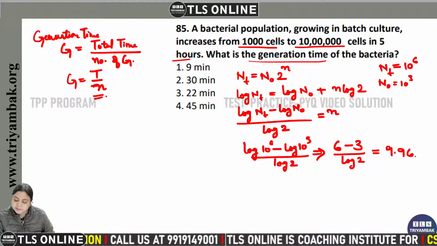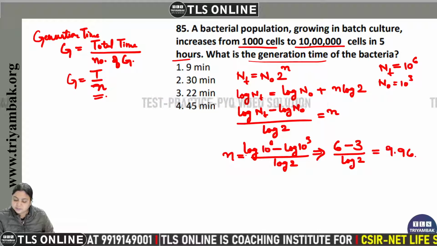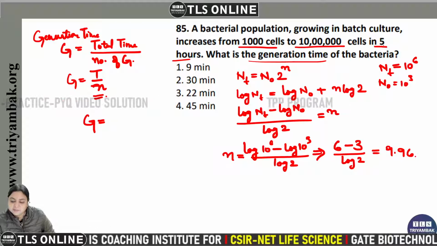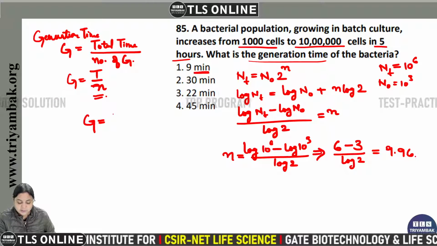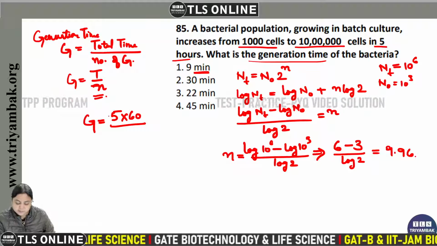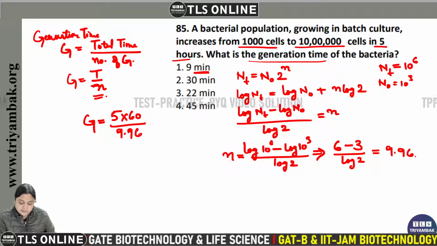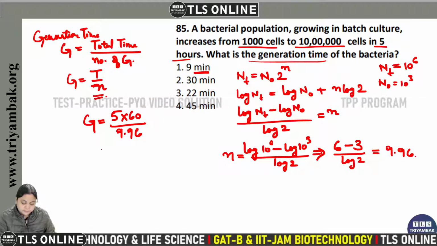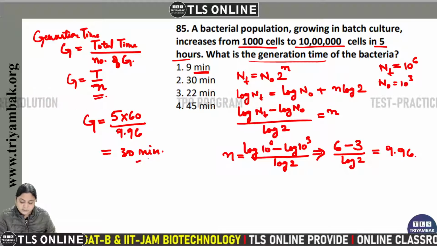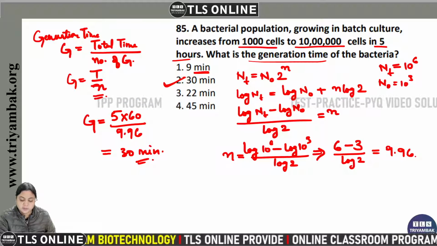And आ गया है हमारे पास N, which is 9.96. Generation time will be equal to कितना गिवन है? 5 hours. आंसर हमें मिनट्स में चाहिए, so we'll convert hours into minutes. 5 into 60 divided by number of generations, which is 9.96. So this will be equal to 30 minutes. That is option 2 will be the correct answer.